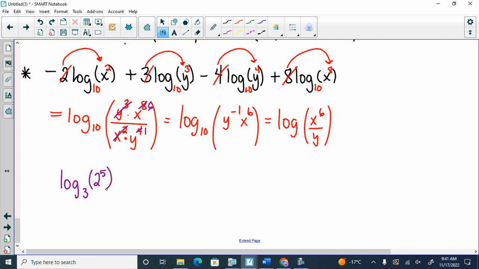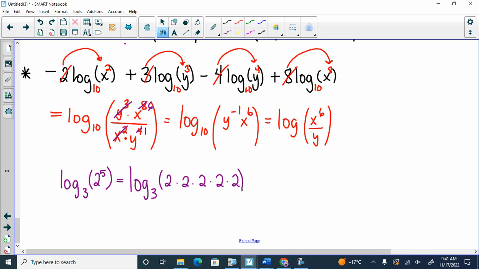So I told you that you can take the number and you can drop it in front, but let's prove why. Okay, we're going to use numbers to prove why. It's not a proof. We're verifying why with numbers. Proof would mean I would not put in numbers. I would use variables. All right. So I'm going to get log base 3, and 2 to the 5 just means 2 times 2 times 2 times 2 times 2.